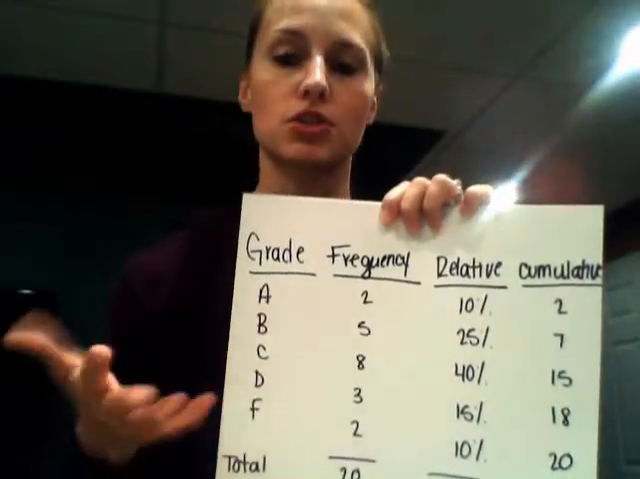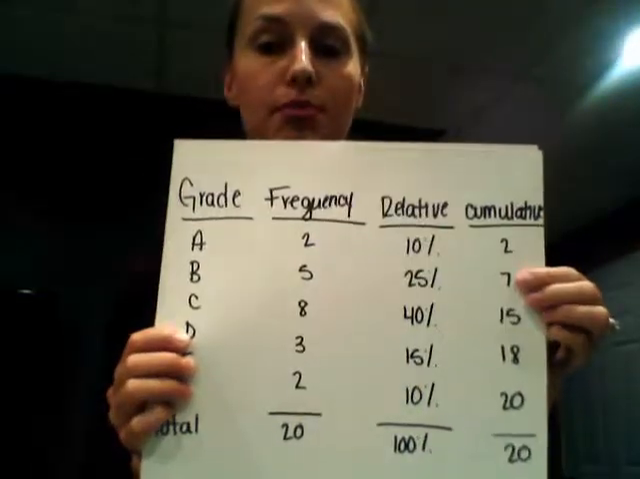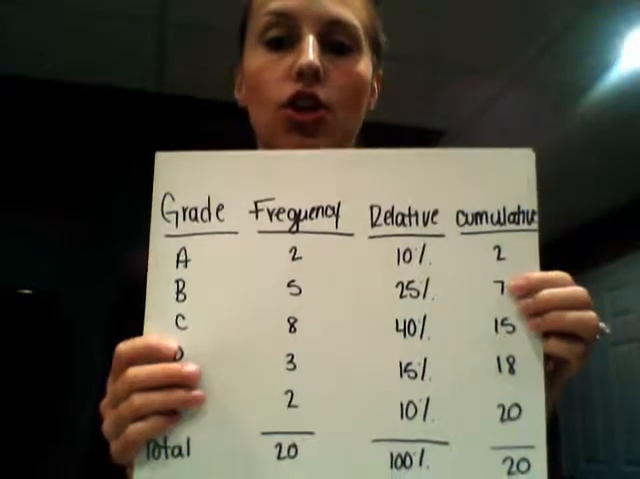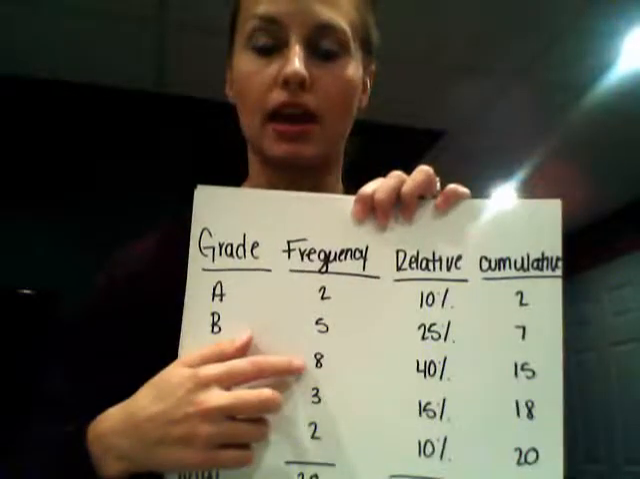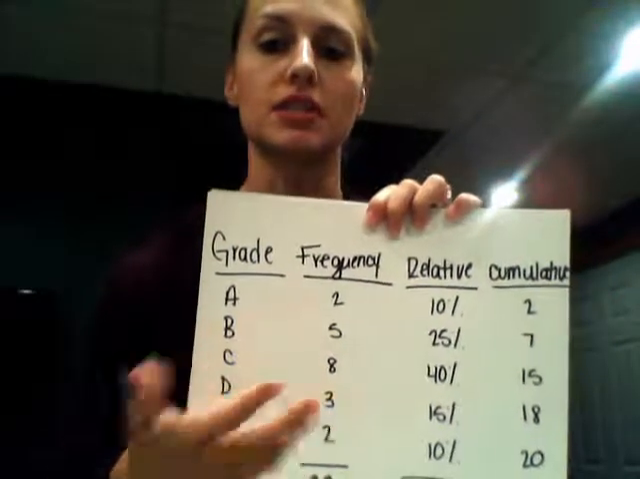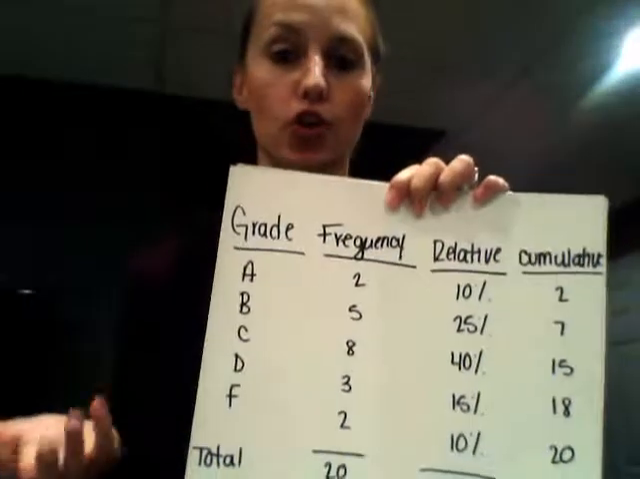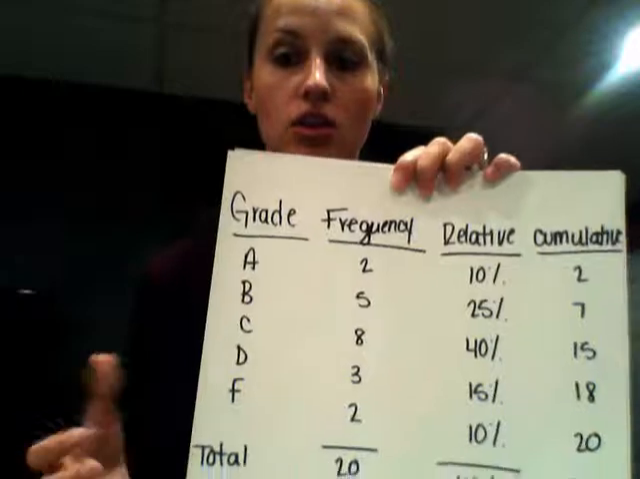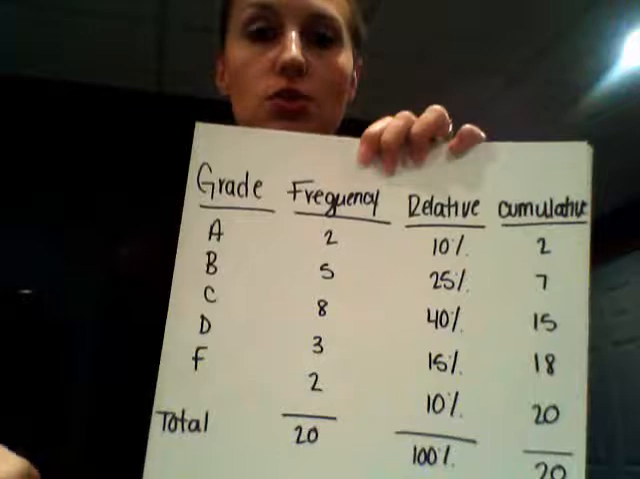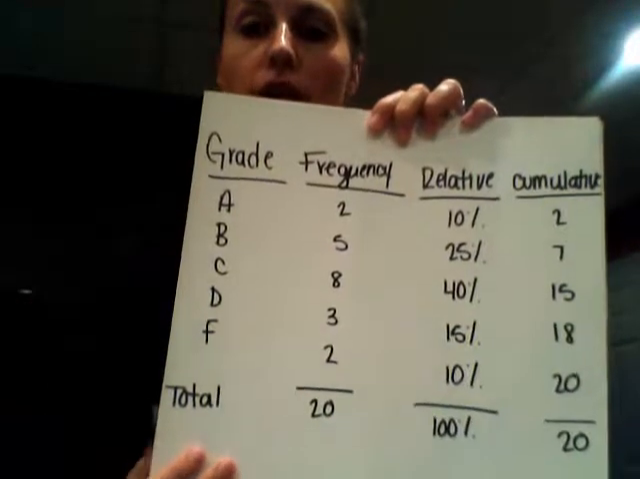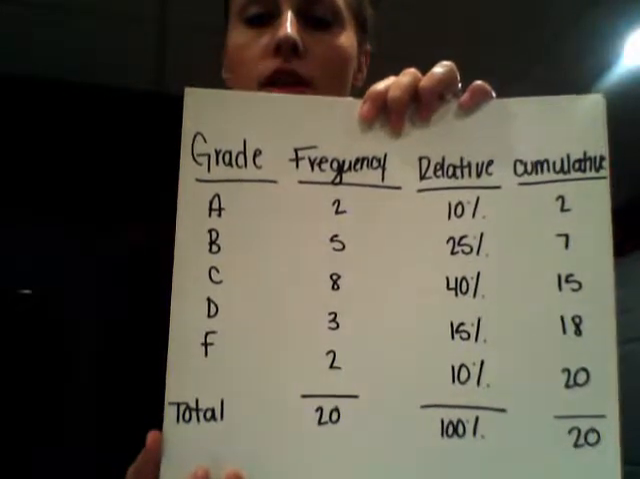A shorter way to do this, which is what I was kind of doing, is you can take the preceding cumulative information, so for example 7, plus the current category information, which is 8, and that's going to give you 15. So 7 plus 8 is 15. When you are done adding up your cumulative information, you should end up with a total of 20, because you have 20 students, 20 grades, so you need to end up with 20. So this is one example of a frequency table.